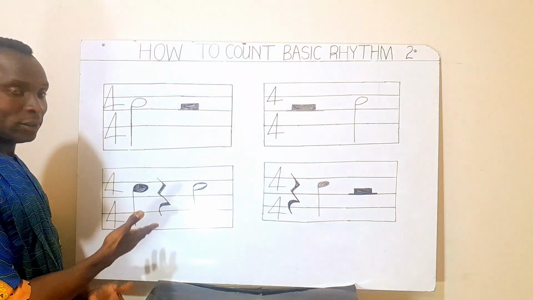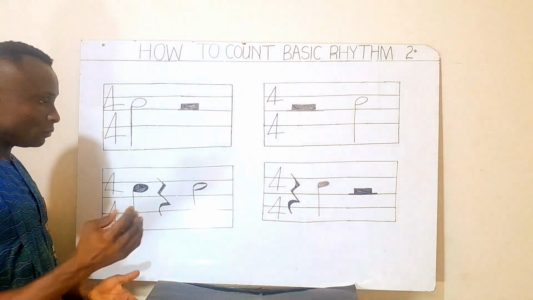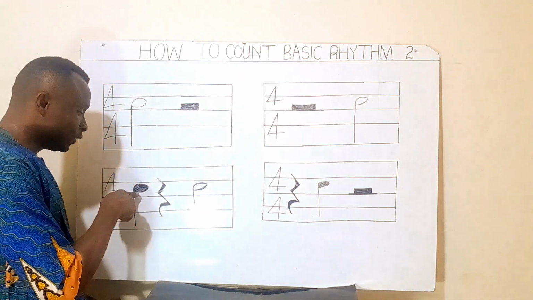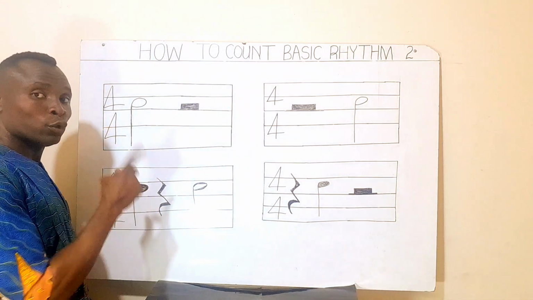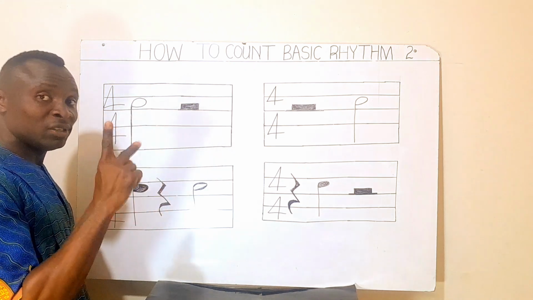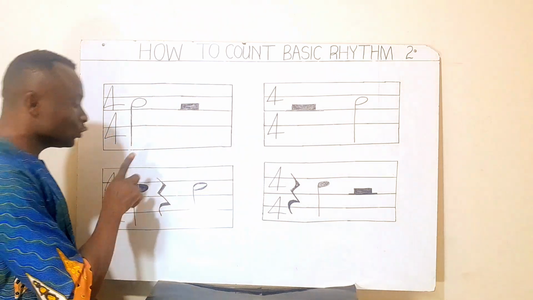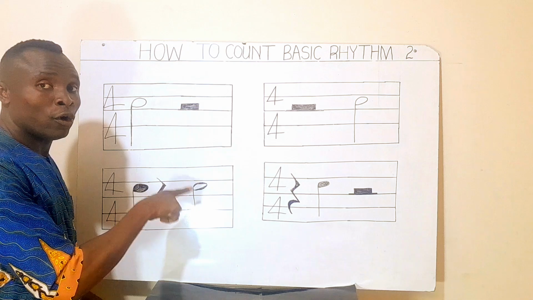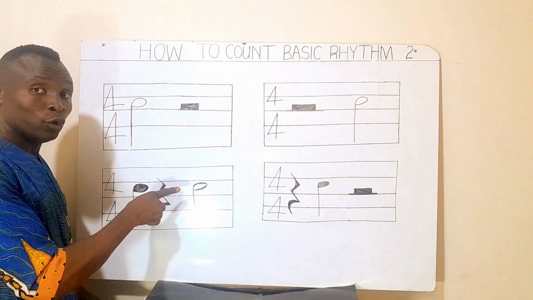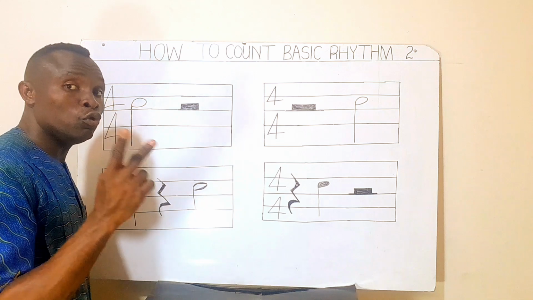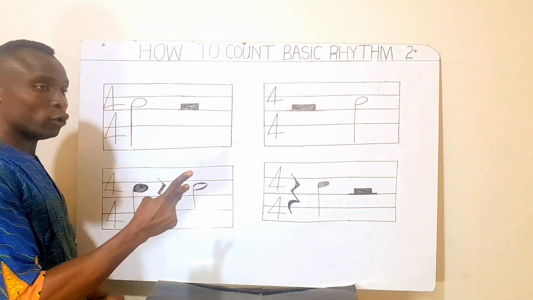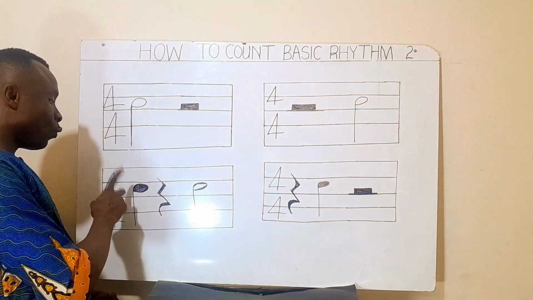You may ask, why did I count it the way I did? It's simply because this note is a crotchet, it has 1 beat, and this is a crotchet rest. So the 2 of them have 1 beat each. So that is 1, 2. Then this is a minim, or a half note, and because it has 2 beats, it has to take the value of 2 beats in the measure. So that's why we have 1.